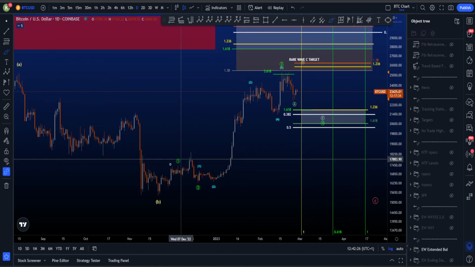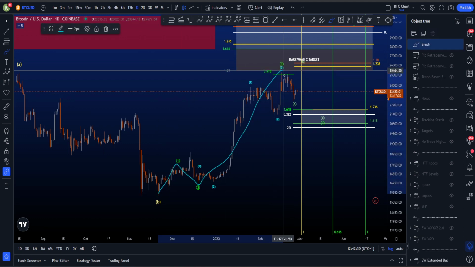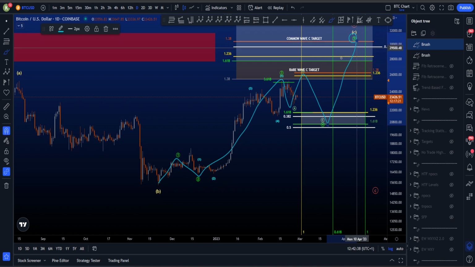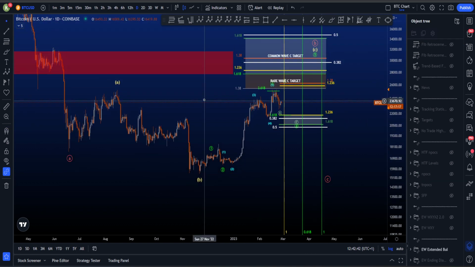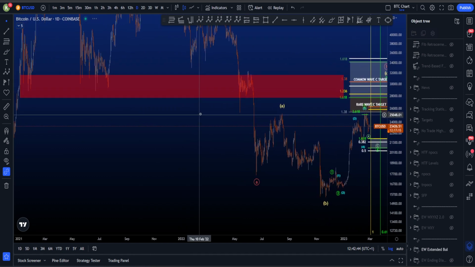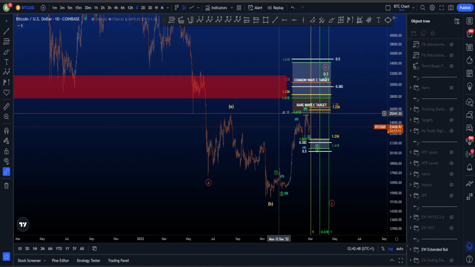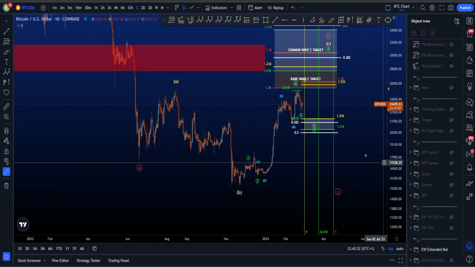And if we look more closely, I'm looking at this green count, which is a 1, 2, a 3, then an expanded flat 4, which is the most common correction in a wave 4, and then following that up with a wave 5 to the upside, which would then end in the common wave C target, which also has great confluence with this red zone over here, which used to be support in the past, but could now be a very nice resistance area to then move down for wave C.